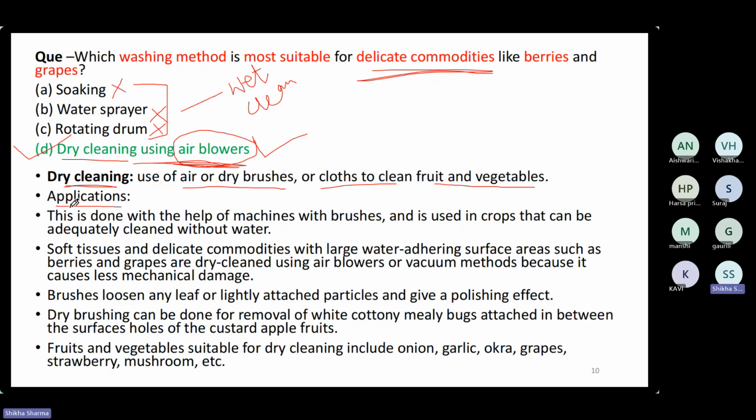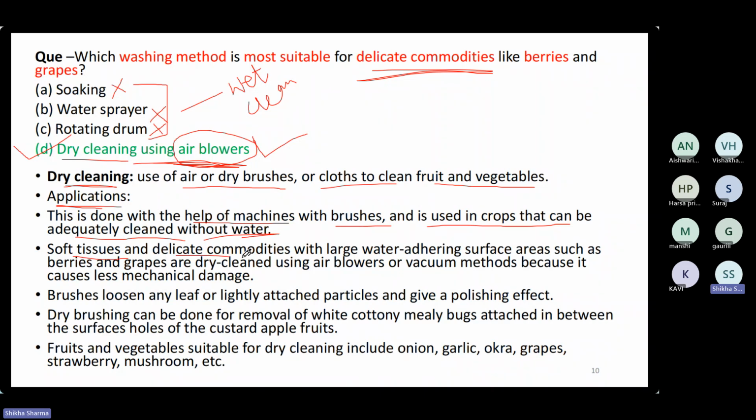Okay, so dry cleaning is basically done with the help of machines with brushes and is used for crops that can be adequately cleaned without water. So this is just without water. If we are cleaning without water, that means we are doing dry cleaning. So in this, what happens?